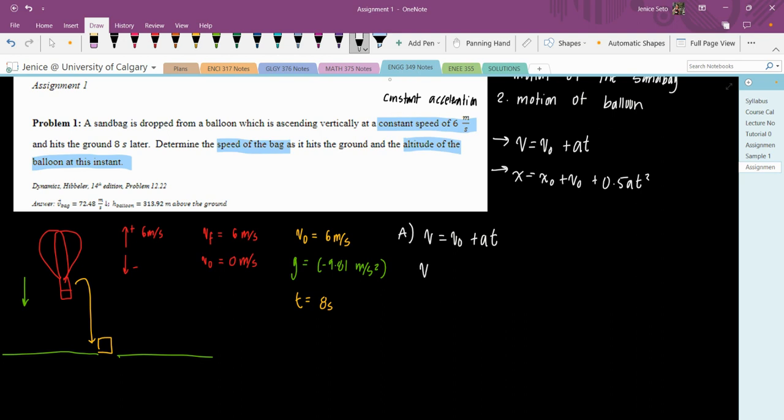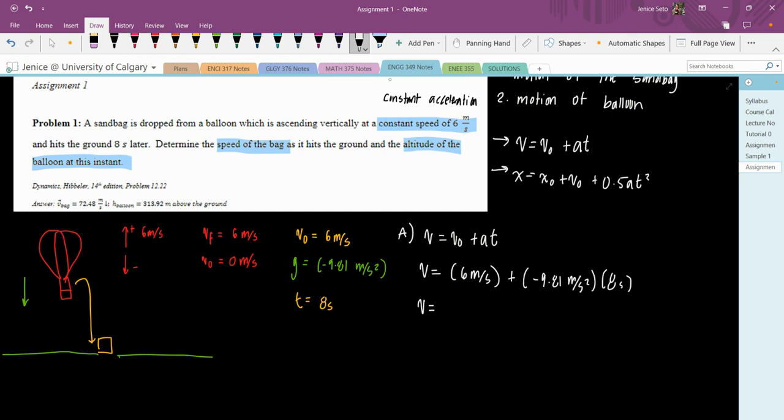When we plug in our values, we have 6 meters per second, and that's positive as it travels upward before it goes downward. And this is plus, and you're going to see why this negative is important. It's negative 9.81 meters per second squared, times 8 seconds.